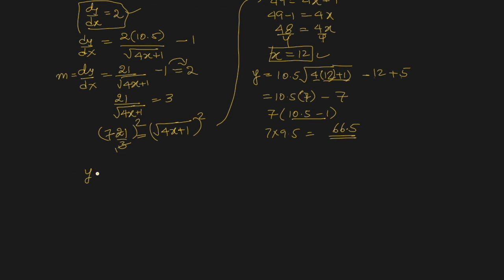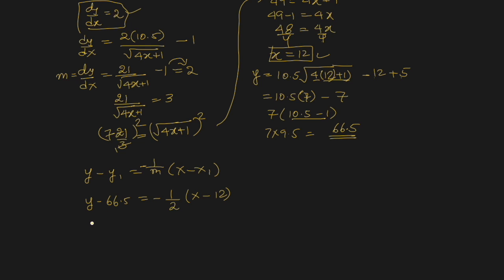The equation of the normal is y minus y1 equal to minus 1 over m times x minus x1, where m is the gradient of the tangent, not the normal. So we'll substitute everything. y will remain y, but the y1 we got is 66.5, equal to negative 1 over the gradient of the tangent, which is 2, times x minus 12.